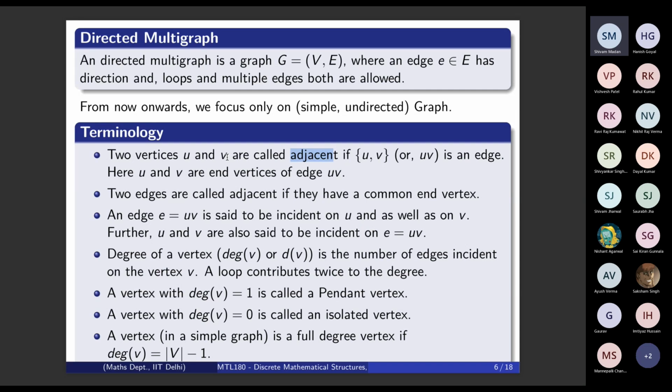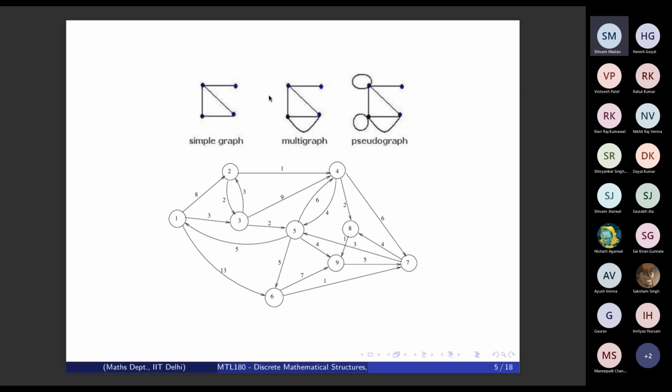Okay. Now similarly, we have the terminology adjacent for the edges as well. Two edges are called adjacent if they have a common vertex. Okay. For example, if you look at this, this vertex and this vertex are adjacent, but this vertex and this vertex are not adjacent because there is no edge. Okay, and for the edges, this edge and this edge are adjacent.